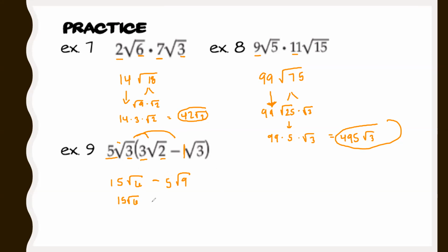Square root of 6 is not going to simplify to anything else. It would just break down into 2 and 3, which we can't do anything with, minus 5 times the square root of 9 becomes 3. So my solution is 15 square root of 6 minus 15. So hopefully you got those right. Hopefully you understand how to do this.